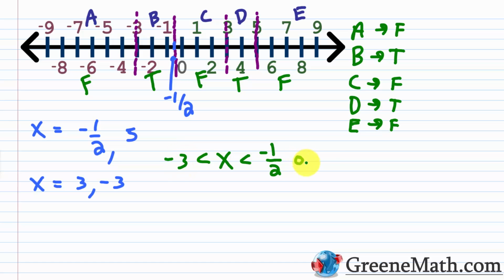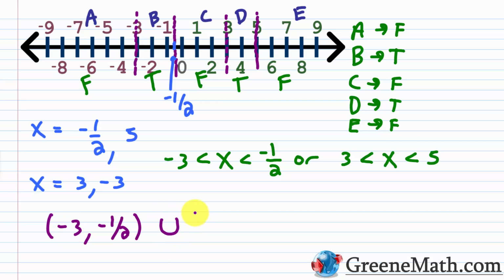So then we're going to say or here. We also have this region between 3 and 5. So x is going to be greater than 3 and less than 5. So these are the two intervals that satisfy your rational inequality. In interval notation, I can say that we have from -3 to -1/2, again with neither included, and it's the union with between 3 and 5, again with neither included.